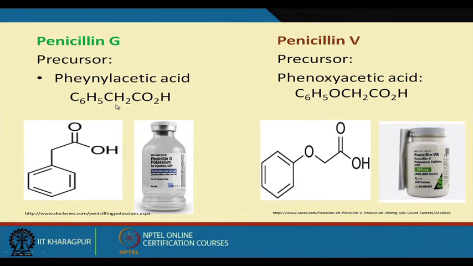The formula is C6H5CH2. The acetic acid formula is CH3COOH. One hydrogen is removed, and it becomes C6H5CH2COOH. This is phenyl acetic acid. From that we produce Penicillin G.